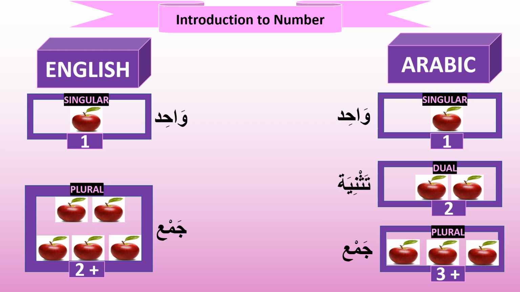To just recap what we said about numbers in Arabic, remember in Arabic, one is called wahid and singular, one apple. Two apples, we call it dual or tathniya. And the moment it becomes three or more, then in Arabic, it's then referred to as plural, jam. So we understand that in Arabic, whatever is 3 plus is only then classified as plural and jam.